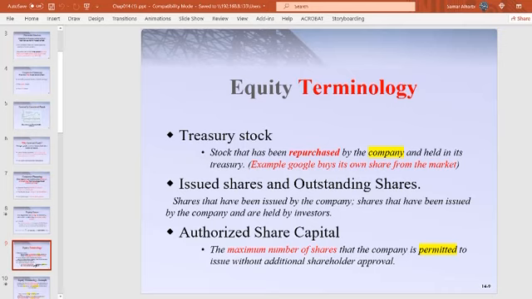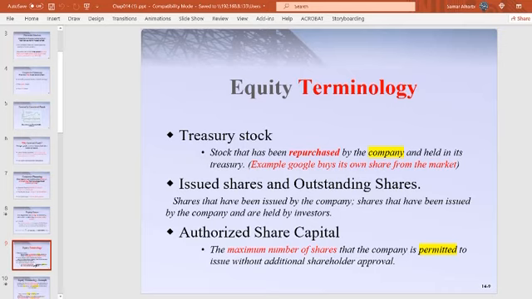Now, different terms which we should be aware of. Treasury stock first. What is treasury stock? Treasury stock simply means stock that has been repurchased by the company and held in its treasury. So the first one is called treasury stock. This is stock that has been repurchased by whom? By the company, and held in its treasury. So, what is the idea here?